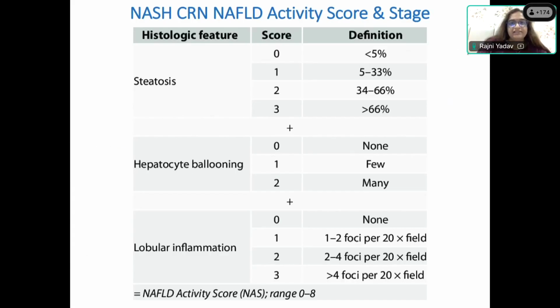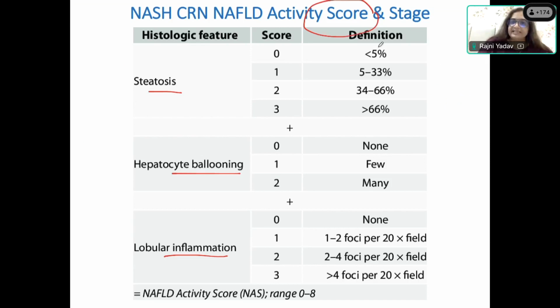So, non-alcoholic fatty liver disease, what is the next step? The clinician wants a scoring. So one is the scoring, which is a grading. The three features, the steatosis, the ballooning, and the lobular inflammation, have to be graded.